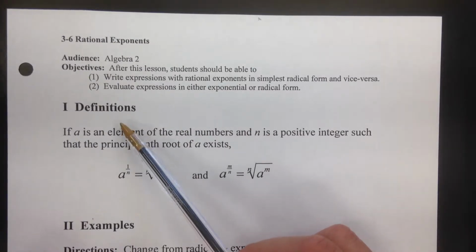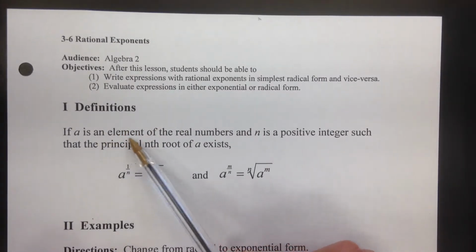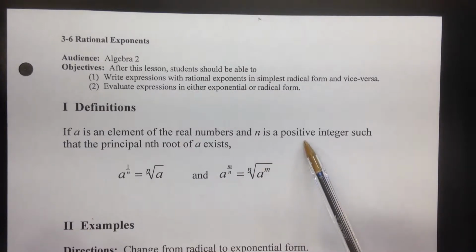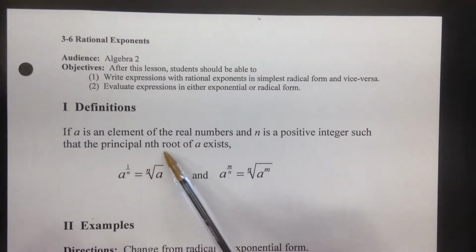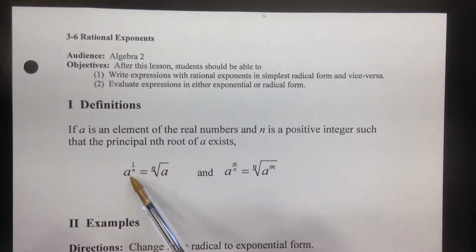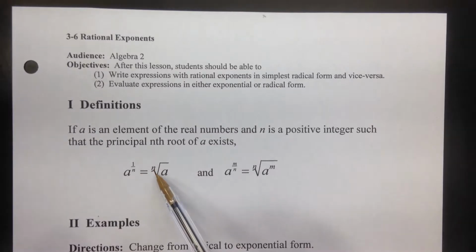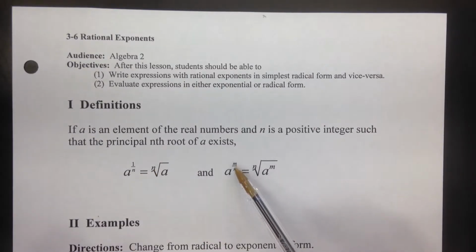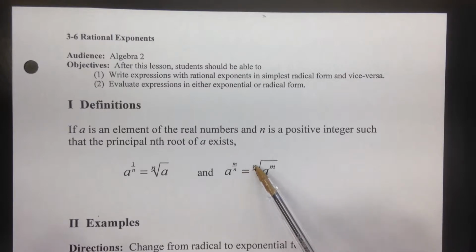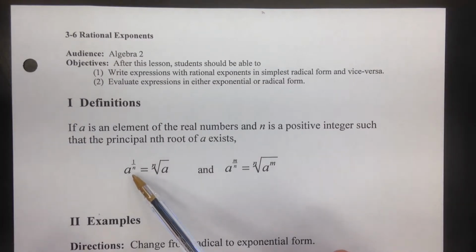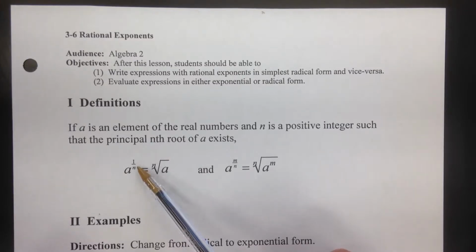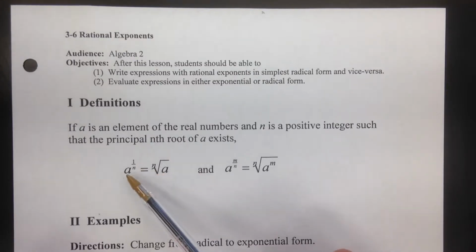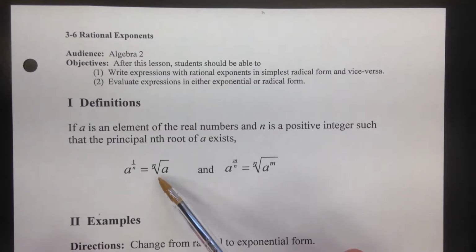Okay, so let's start with definitions here. If a is an element of the real numbers and n is a positive integer such that the principal nth root of a exists, then a raised to the 1 over n power is the same thing as the nth root of a, and a raised to the m over n power is equal to the nth root of a to the m. So what this is telling us is that we can take a value with a fraction exponent, a rational exponent, and we can change that into radical form. So we can go from exponential to radical form.